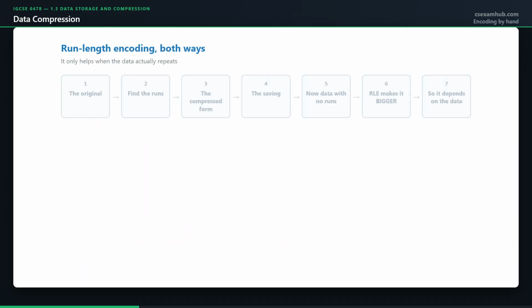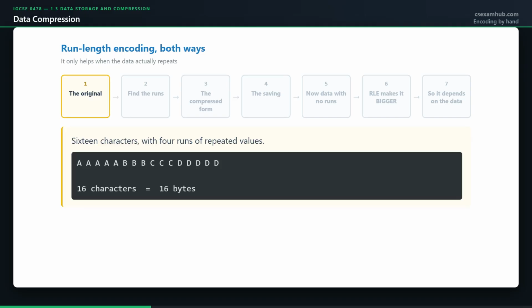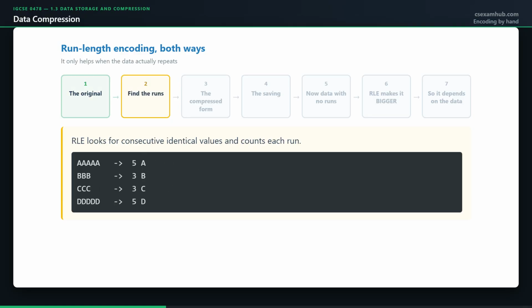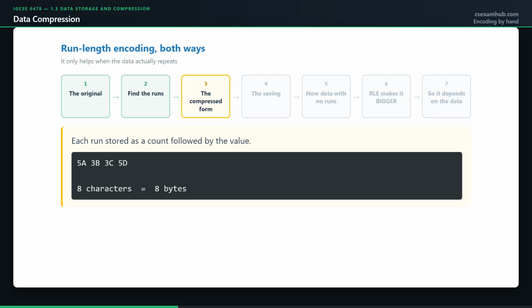Run-length encoding is the lossless method the syllabus expects you to be able to do by hand, so let us work the example on the page. The data is AAAAABBBCCCDDDDD, 16 characters. RLE looks for consecutive repeating values and stores each run as a count, followed by the value. 5A's becomes 5A, 3B's becomes 3B, 3C's becomes 3C, 5D's becomes 5D, so the compressed form is 5A, 3B, 3C, 5D, 8 characters where there were 16.